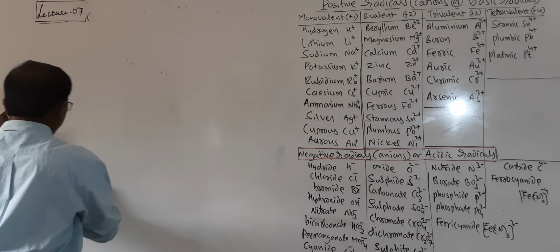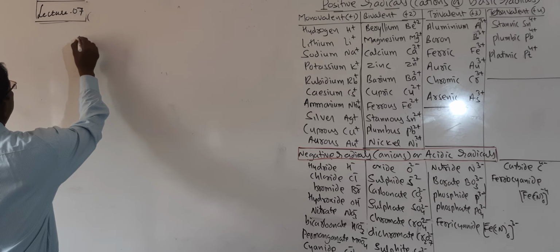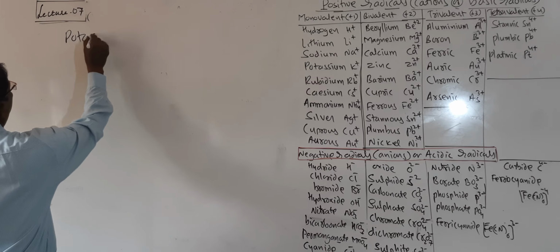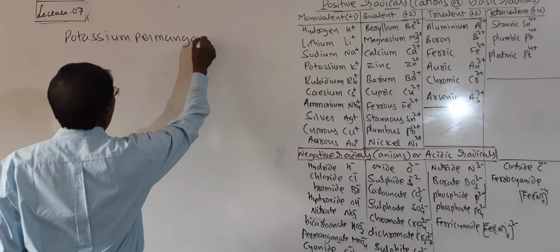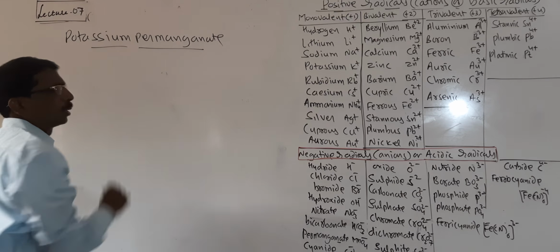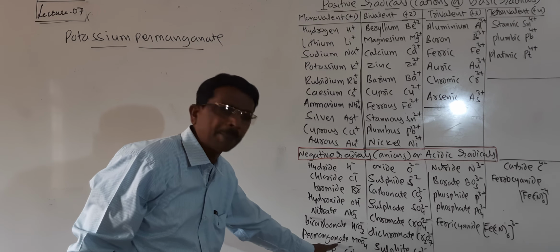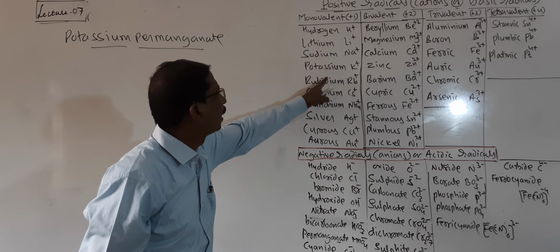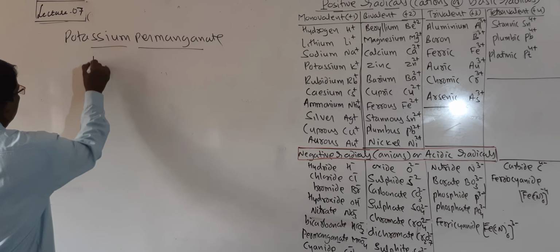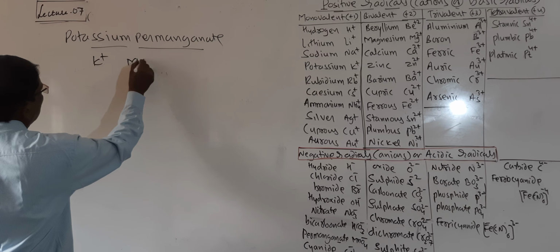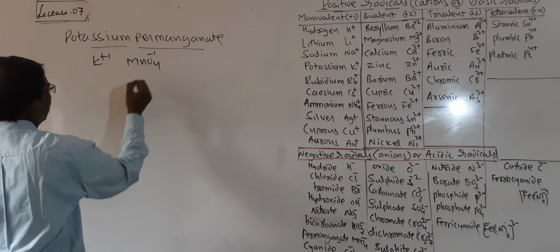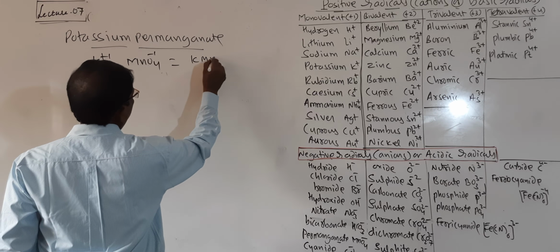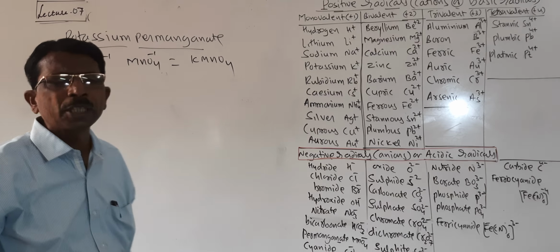Look here. Potassium permanganate. Permanganate is MnO4 minus. Potassium is K plus. So it is K plus and MnO4 minus 1. It is plus 1, it is minus 1. Then it becomes KMnO4. That is called potassium permanganate.